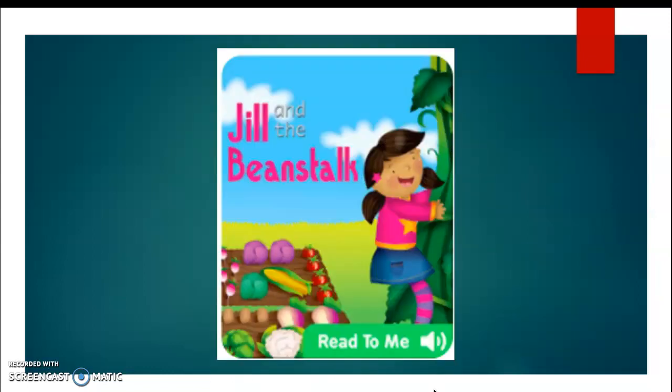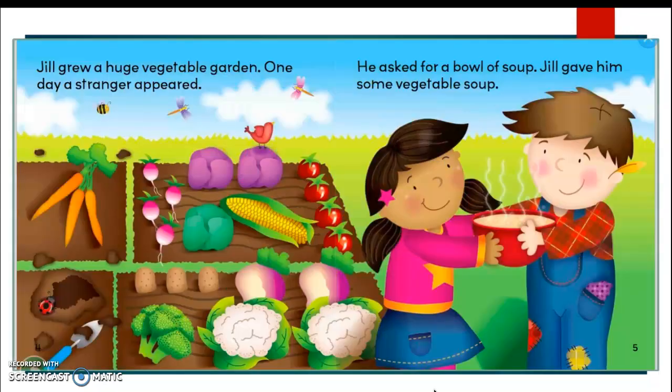Let's go ahead and we are going to read this book off of Epic. We're just going to read actually the first 2 pages. It's called Jill and the Beanstalk. So if you want to read this on your free time and finish the story, you can do that. All right, let's go ahead and read.